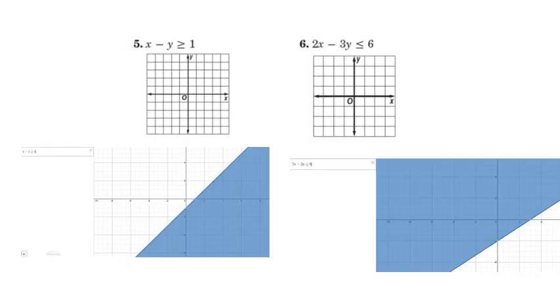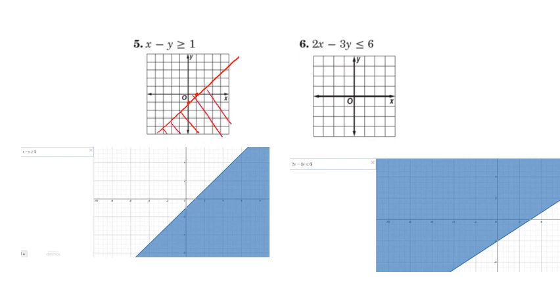For example number 5, we want all the points when we subtract y from x, we get a number bigger than 1, and it's bigger or equal to. So there's a y-intercept of, looks like it goes to negative 1. It also goes to negative 1 on the x. Solid line. Ooh, that's a really good line. And then it shades underneath.